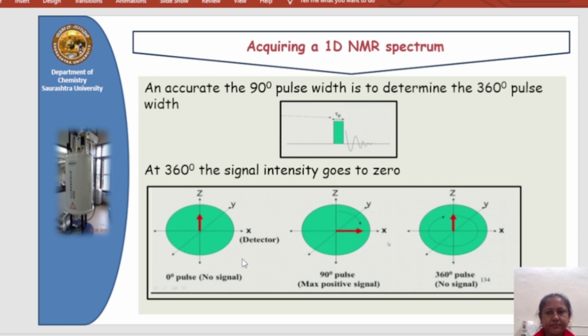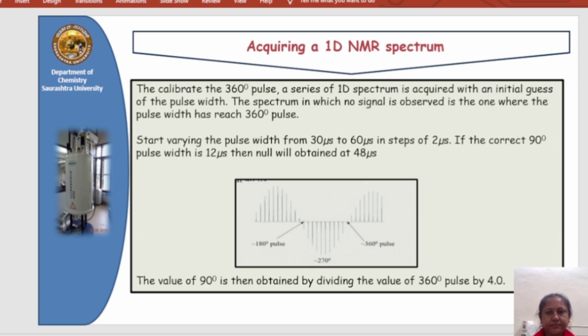At 360 degrees it means 0, and it is not possible to detect that. So that's why 90-degree pulse calibration is required. Here we can further explain this slide. So, calibrate the 360-degree pulse.